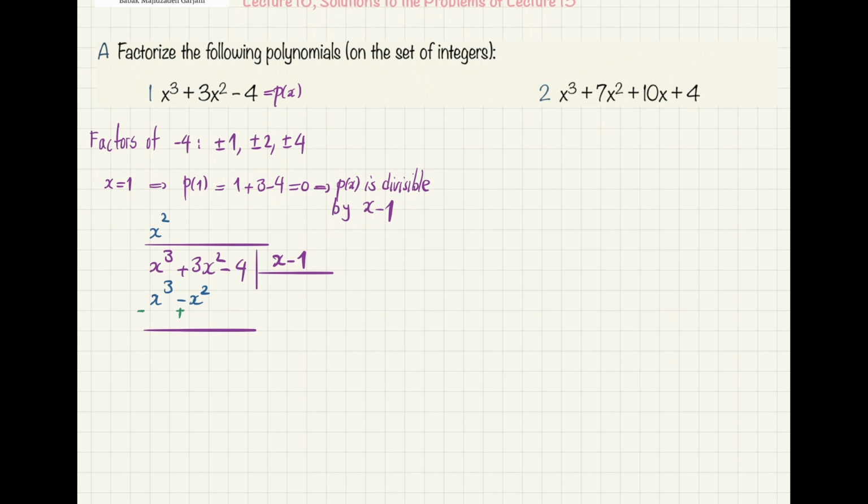I add them. So when I add them, this term and that term are cancelled, and then I have 3x squared, positive x squared gives me 4x squared, and then I will bring minus 4 down, and then I will continue the process, yes. So what should I do? I need to divide the first term 4x squared by x, so I will get positive 4x, so I will write it here, positive 4x, and I will repeat that process.